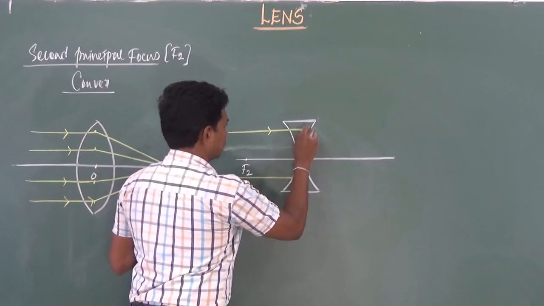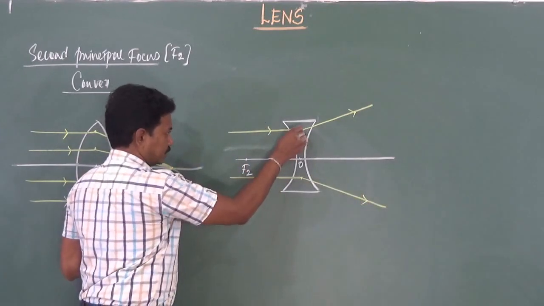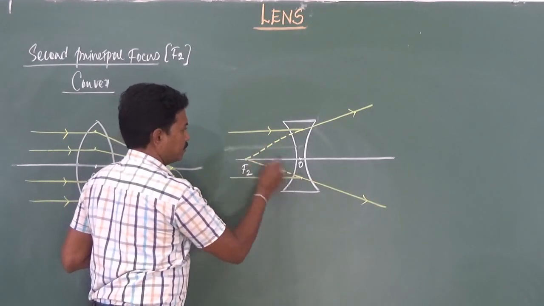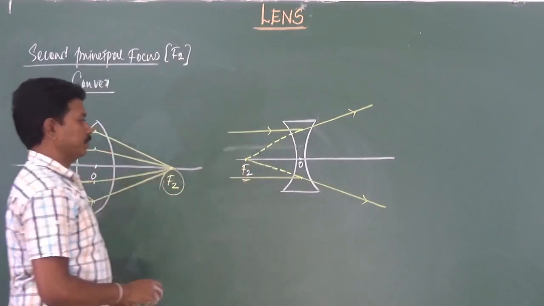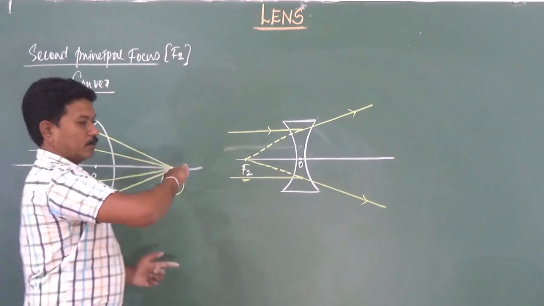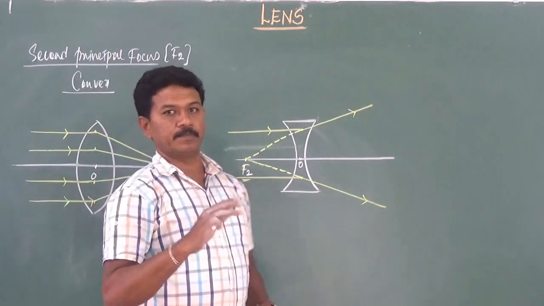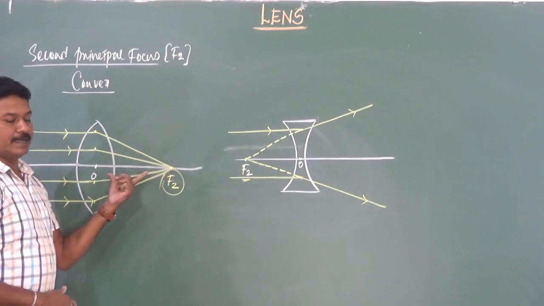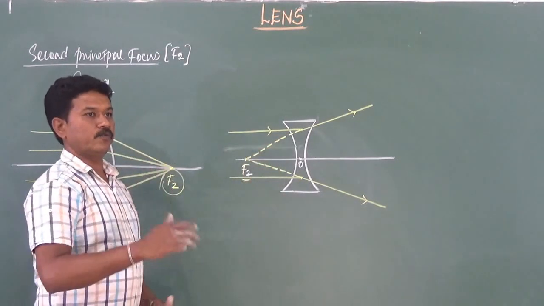After refraction, they are going to get diverged. But these diverging light rays appear to meet at this point when they are drawn backwards. That is, they appear to start from this point. Therefore, this point is called the second principal focus, represented by F2. So convex lens has F1 here and F2 here. Concave lens has F1 here and F2 here. This is the main difference between the first and second principal focus. Now, the distance between the optic center and the second principal focus is called the second focal length, and the distance between the optic center and the second principal focus here is also called the second focal length.